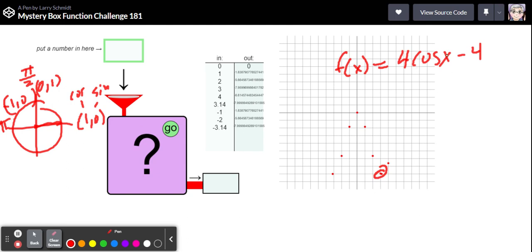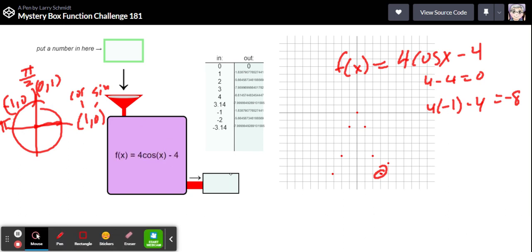So that's my guess. Let's see if that actually matches out. So if I put in a 0 here, the cosine should be 1. 1 times 4 is 4, and 4 minus 4 is 0. So that makes sense for 0. How about at pi? So the cosine of pi is -1, so we'd have 4 times -1 minus 4, and that would be -8, and that's where we are right there. So you could try out some other points here, but I think we might have this. So I'm going to go ahead and reveal.